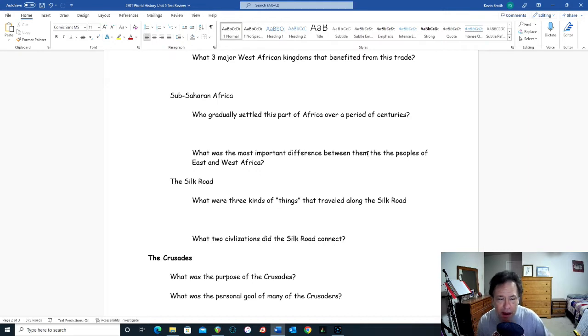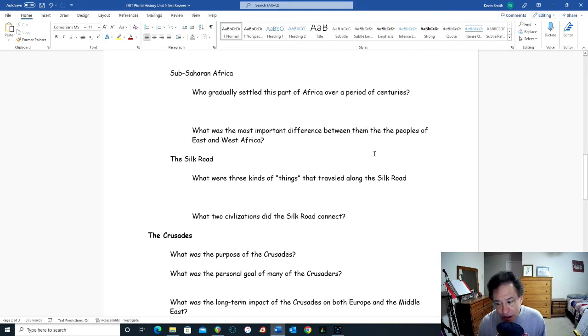So we're talking about not just West Africa, but all of Africa going down to the very southernmost part of it. And that would be the Bantu peoples that migrated out of Central Africa and to the south. What was the most important difference between them and the peoples of East Africa and West Africa?